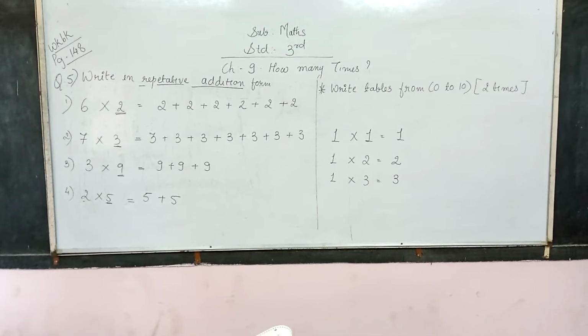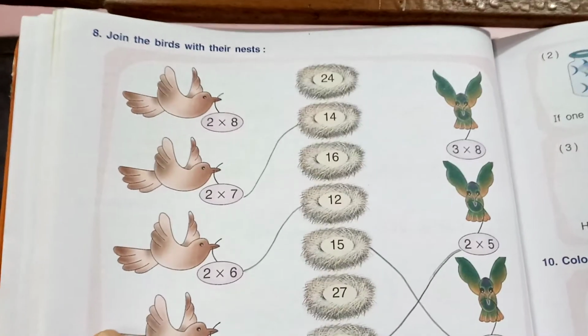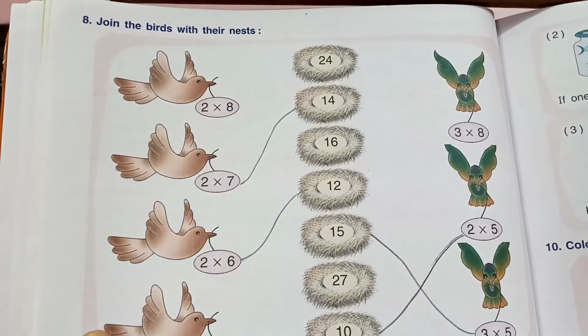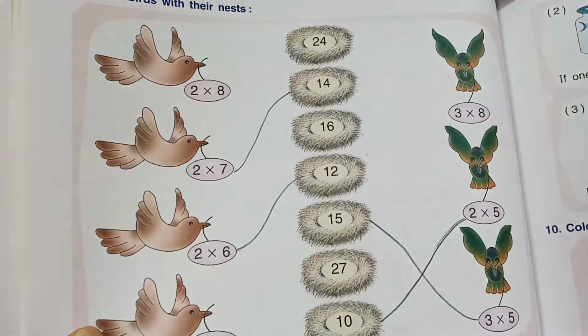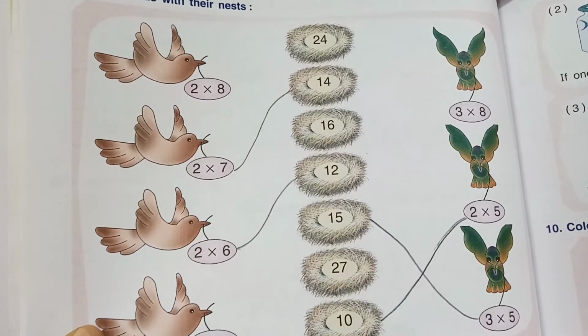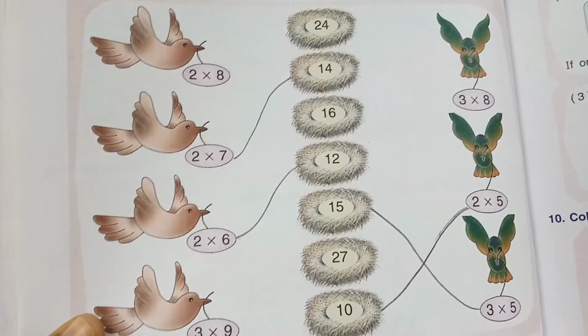Page number 152. Here also a picture, few pictures are given. Join the birds with their nests. Here it will be easy for you if you know the table of 2 and 3. For that you have to learn the table of 2 and 3.